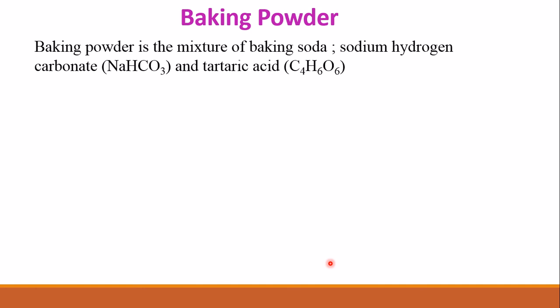Now another chemical, that is baking powder. What is baking powder? Baking powder is the mixture of baking soda, that means sodium hydrogen carbonate, and tartaric acid. This is an organic acid. Baking powder is the mixture of baking soda and tartaric acid.